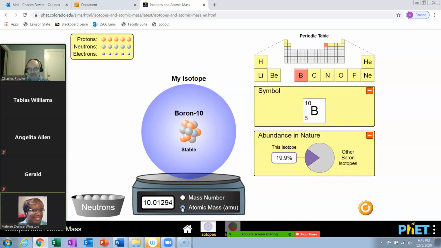10.01294. Perfect. Okay. What's its symbol? 10.5B. Okay. B for boron. And what's its relative abundance in nature? 19.5%. 0.9%, right? Yes. Okay. 19. Got it. And that accounts for all of the boron in nature.